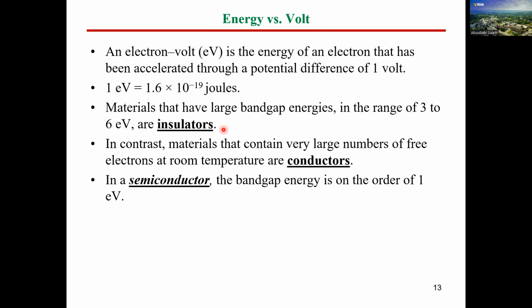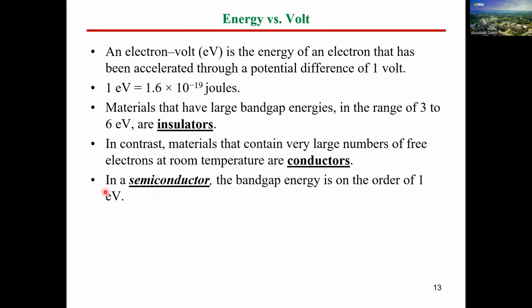Okay, guys? On the other hand, conductors, in contrast, are materials that contain very large numbers of free electrons, like copper, at room temperature, which is 300 Kelvin. So we don't need to supply energy in order for the electrons to flow. Once you connect an electrical supply to the conducting material and you have a closed loop, a current will start flowing because you have a lot of free electrons in this material.